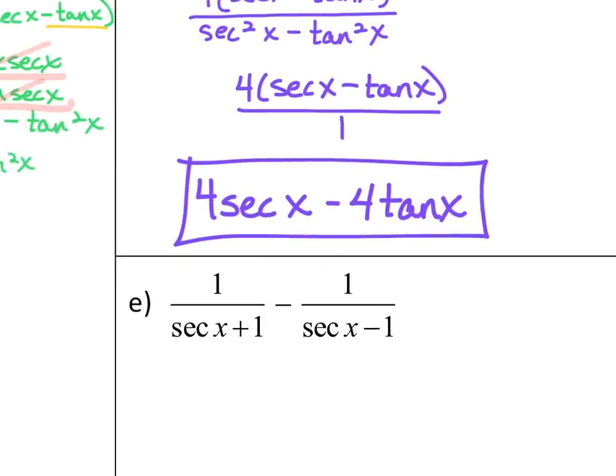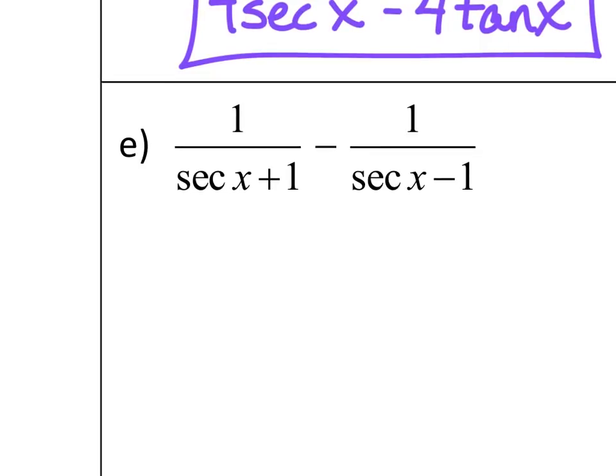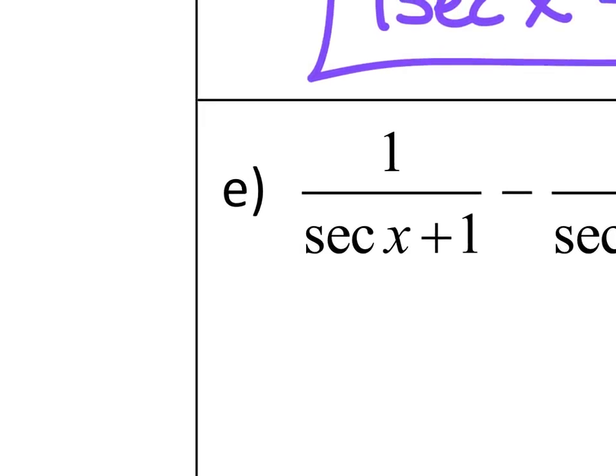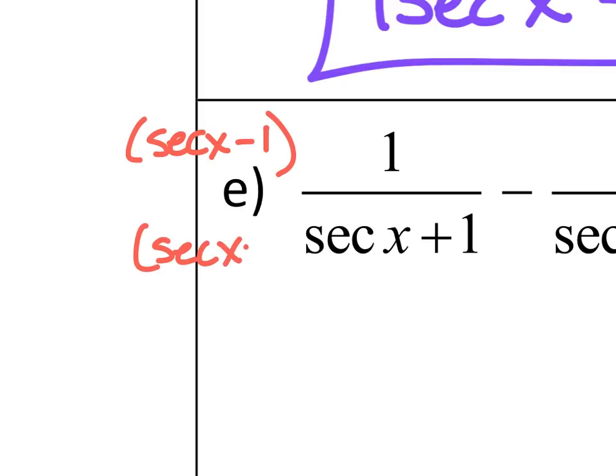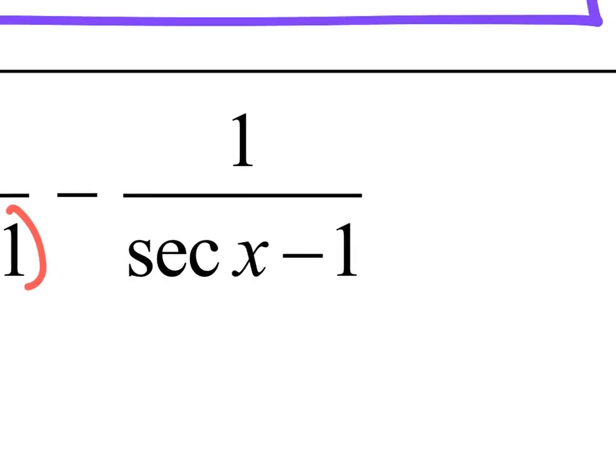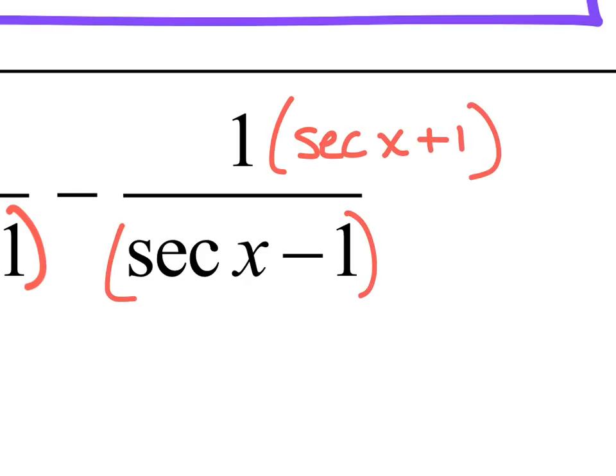Now in example E, again, you don't have common denominators, and you want common denominators. So I'm going to multiply the first fraction by secant of x minus 1 over secant of x minus 1. And I'm going to multiply the second fraction by secant of x plus 1 over secant of x plus 1.